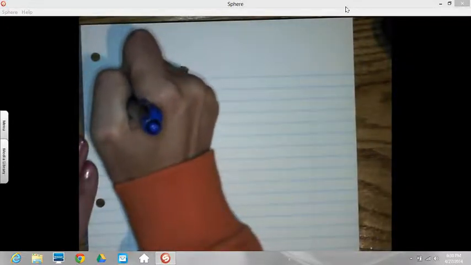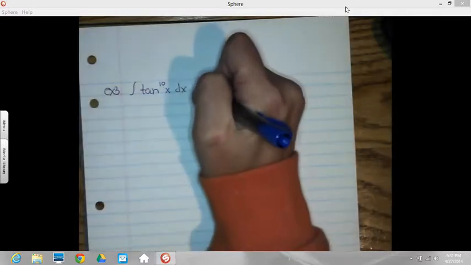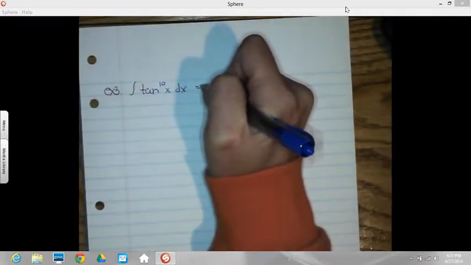Number 3. I don't know if there's a trick in each one. I can't remember. See, the next one we're going to do is tangent. Tangent to the 10th x dx. Okay. Doing tangent. I didn't even do an integration by parts here. Oh, I know why. Okay, think about tangent.